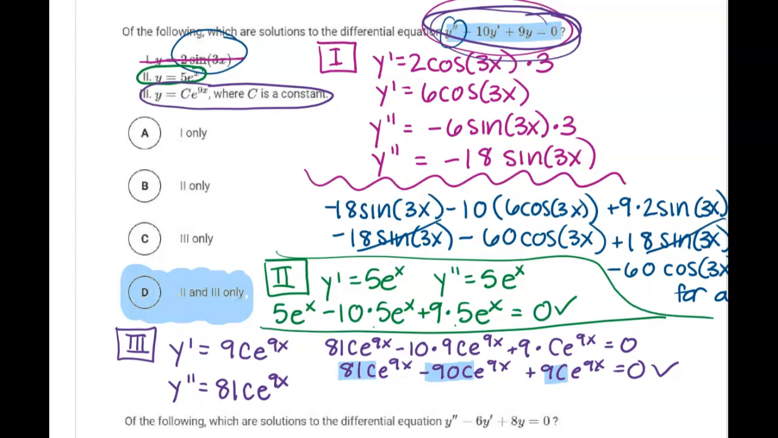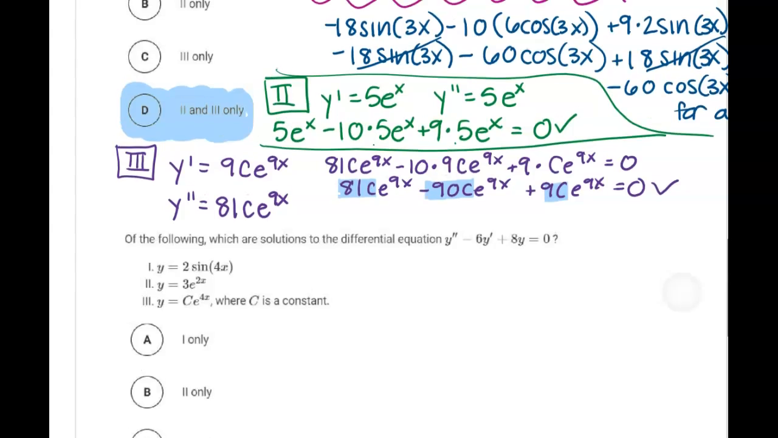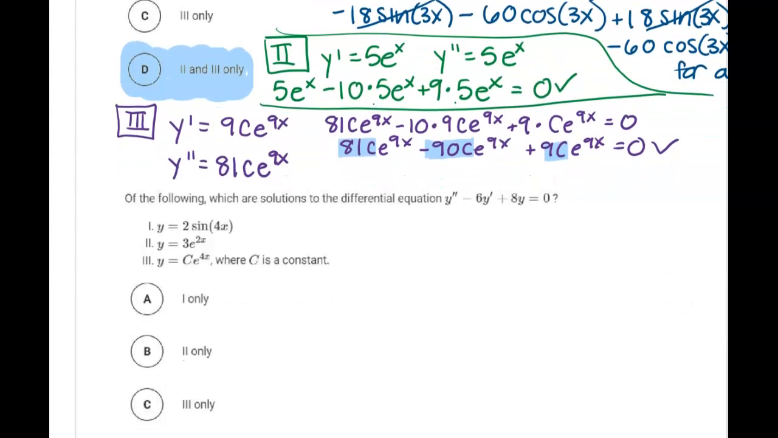Okay, for this last one, try it on your own. It's very, very similar, extremely similar actually to the one we just did. Test all 3, check your work with the key.